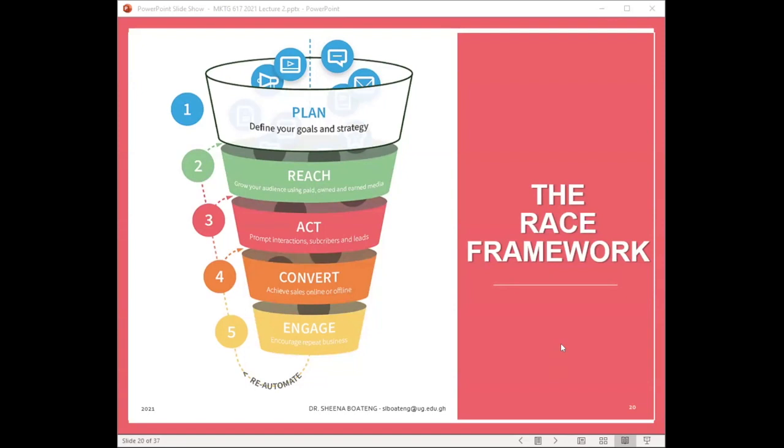So now that we know who we are focusing on, we are going to use the RACE acronym to fine-tune our strategy to ensure that we can gain and keep the attention of the customer and carry them along all the way through to converting them into actual buyers of the products and services that we are selling. It starts with the R in the acronym, which refers to reach. Under reach, our intention is to grow our audience. And in growing our audience, we use a combination of paid, owned, and earned media, which I believe we remember from our lecture last week.